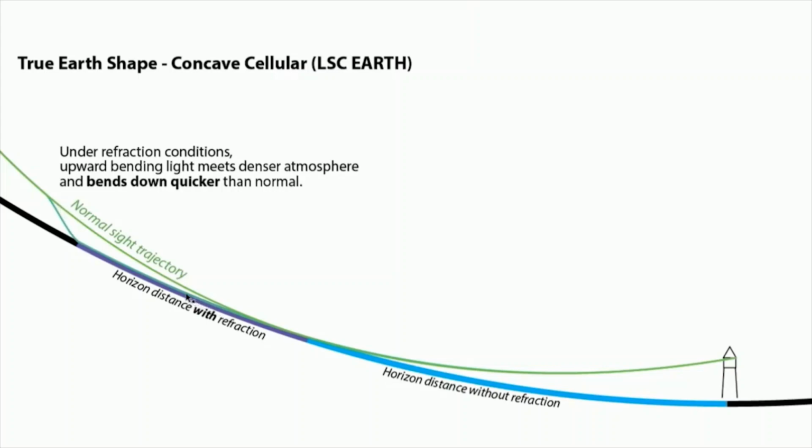And because it's being extended like that, it's getting distorted along the way. The imagery is getting distorted along the way before it rises up again. So that's really how atmospheric refraction works. It doesn't work on the convex model.